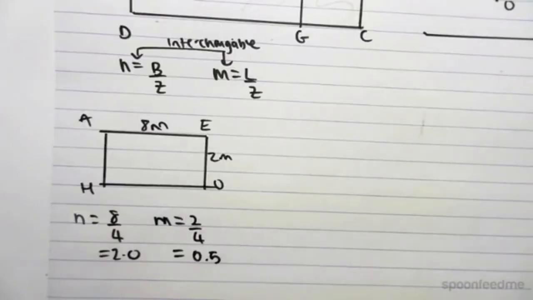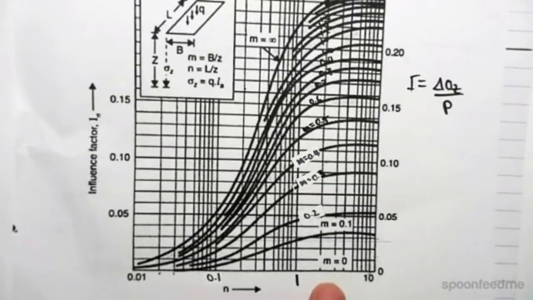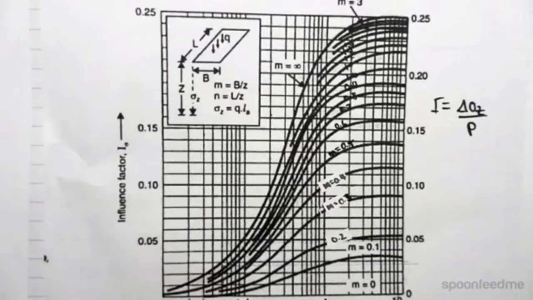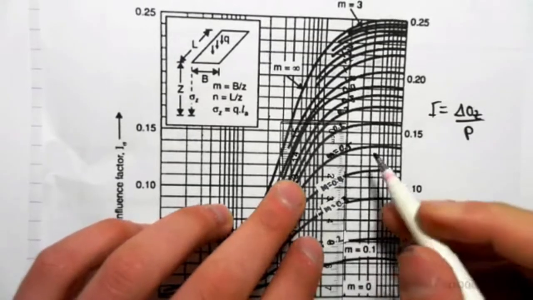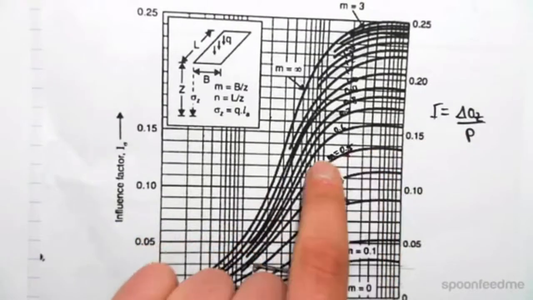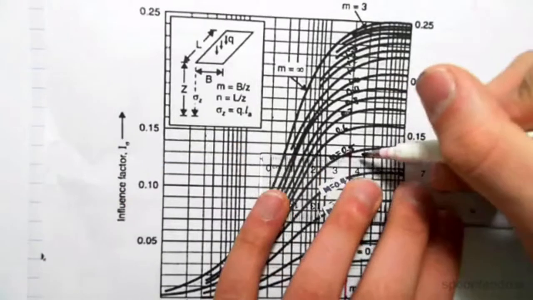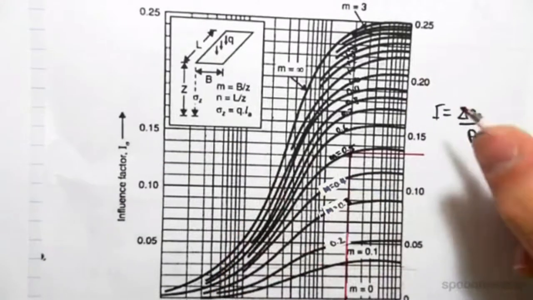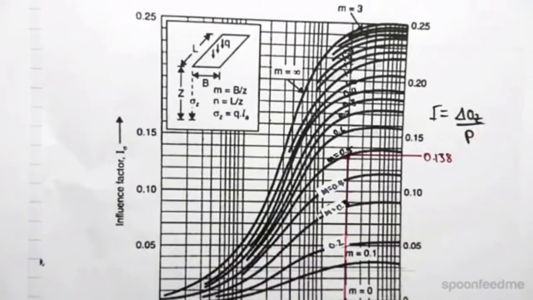So now we come to this graph. We had an N value of 2.0, so that would be around here. This is N, this line here. So 1, 2. Once again, this is a log scale. So we have 2 and 0.5. We would go to 2, and M of 0.5 is given by this curve here. It says M equals 0.5 for this line. So we'd come across at 2 and 0.5, and it gives us an I value of around 0.138.